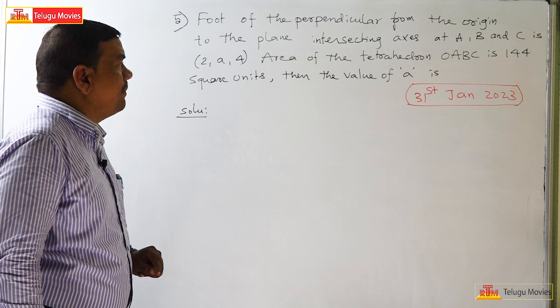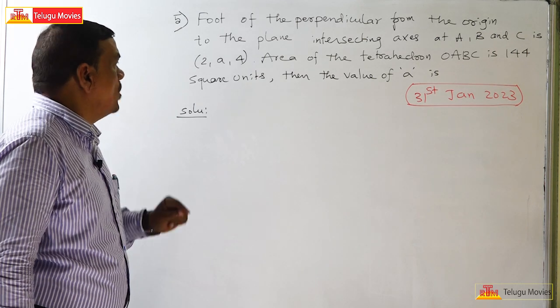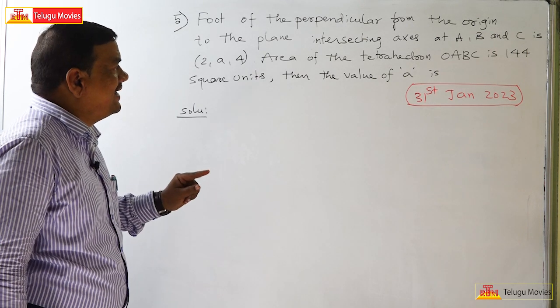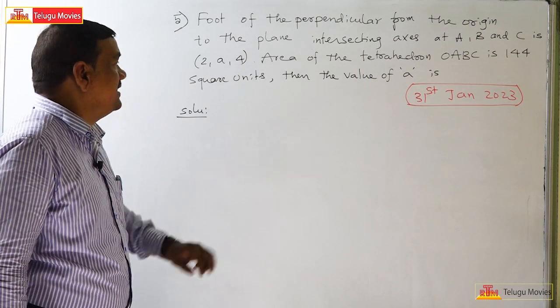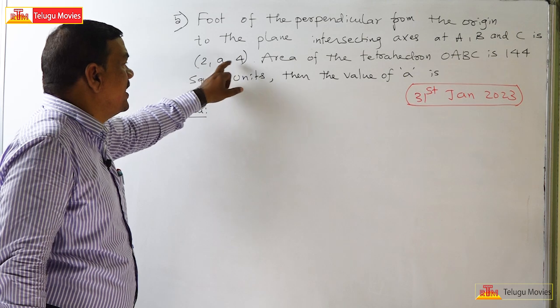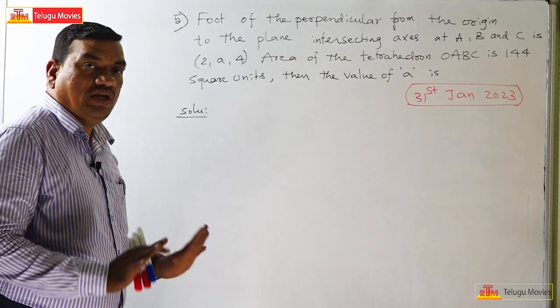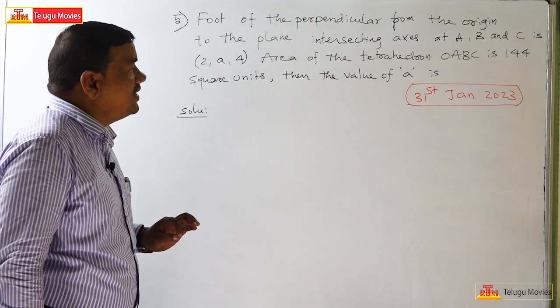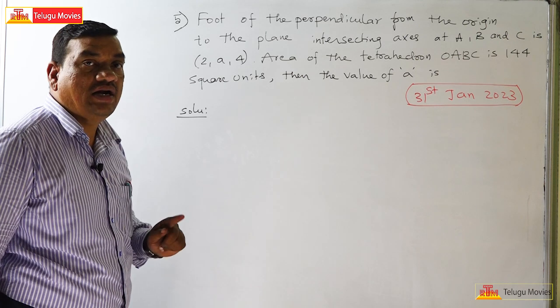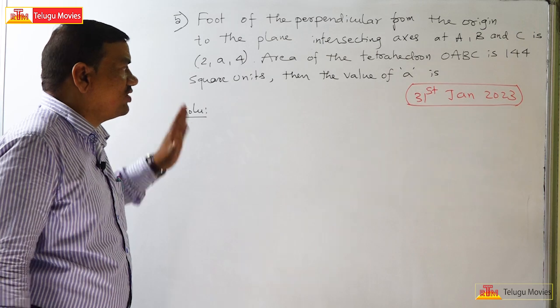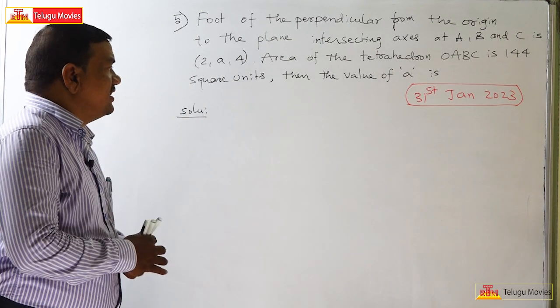The foot of the perpendicular from the origin to the plane intersecting the axes at A, B and C is (2, a, 4). Up to that, very clear. The volume of the tetrahedron OABC is 144 cubic units, then the value of a.